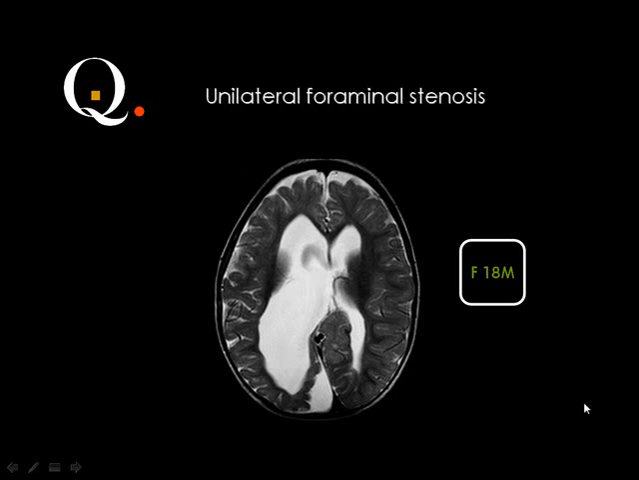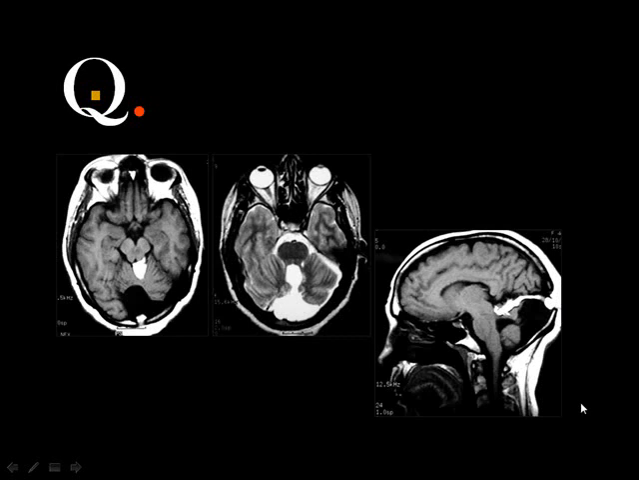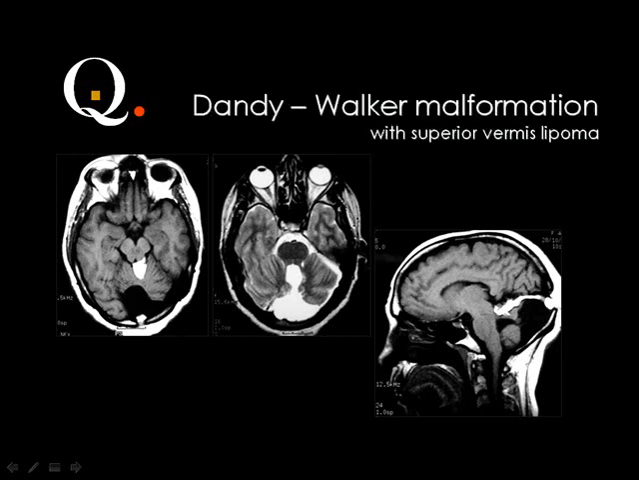Unilateral foraminal stenosis. Then the Walker variant. There is a small part of the vermis which is located here, and there is a fatty structure showing high signal in the T1. This fat represents lipoma in the quadrigeminal system and the vermis. Okay.